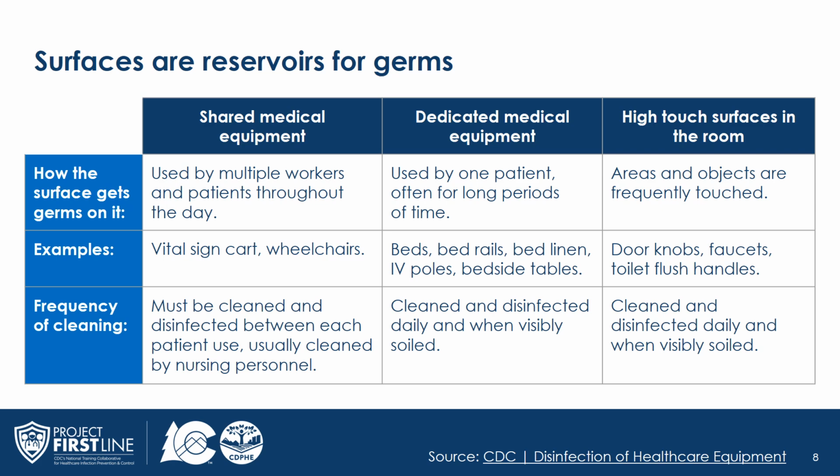When we think about where germs live in the healthcare environment, we think of reservoirs, such as wet and dry surfaces, devices, and items. These aren't the only places where you can find germs, but we focus on them because they have high numbers of germs and levels of contamination. There are three types of surfaces that are important reservoirs for germs. They are shared medical equipment, dedicated medical equipment, and high-touch surfaces.